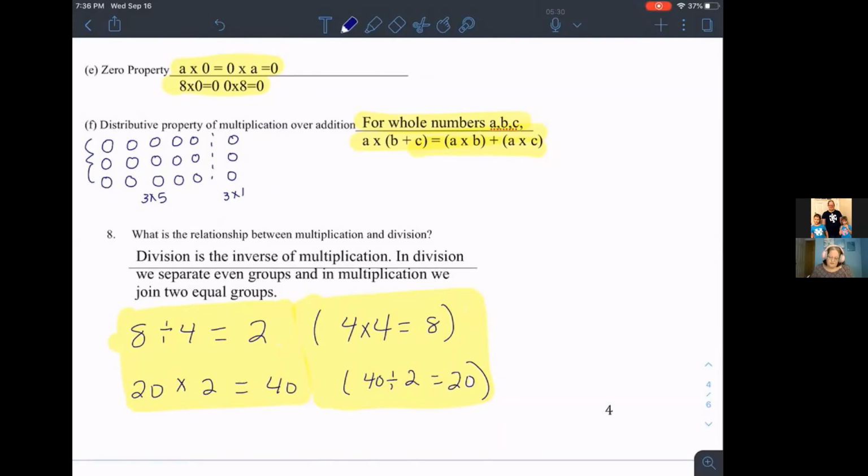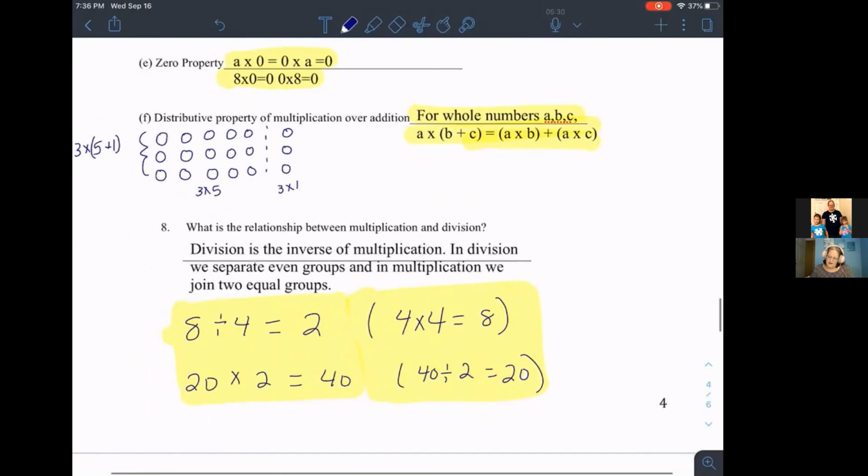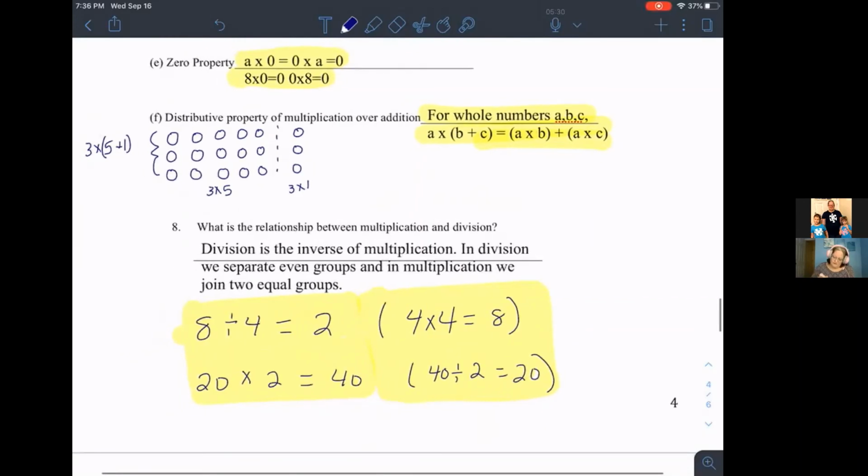Then we have the distributive property of multiplication over addition. It says for whole numbers a, b, c, a times (b plus c) is equal to a times b plus a times c. So what it's saying is, if you multiply this section and then you add this section, it's the same as if you just multiply it all out together.